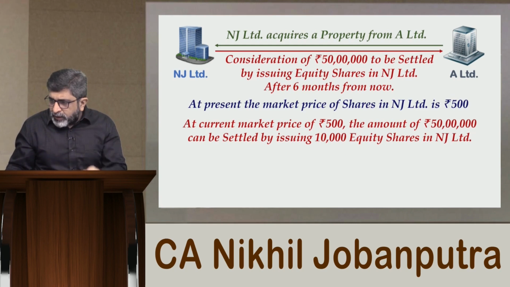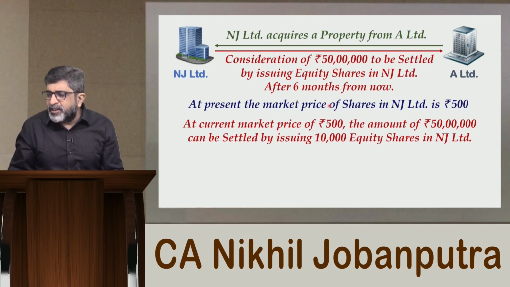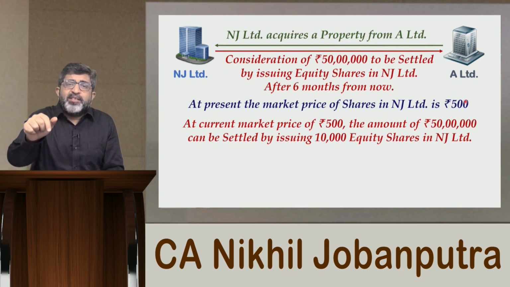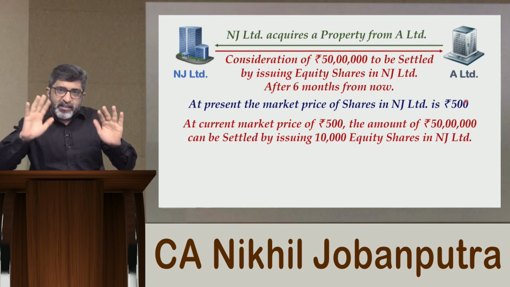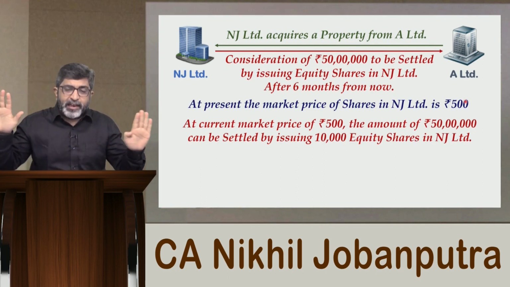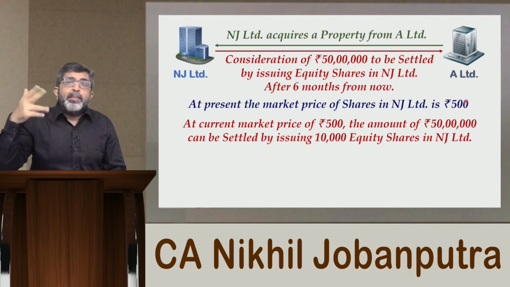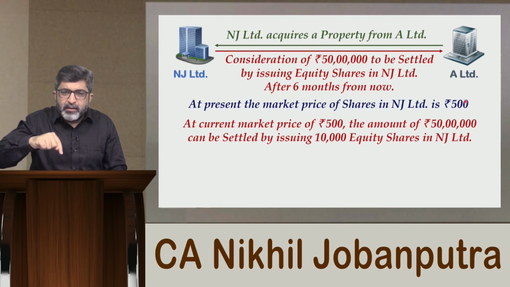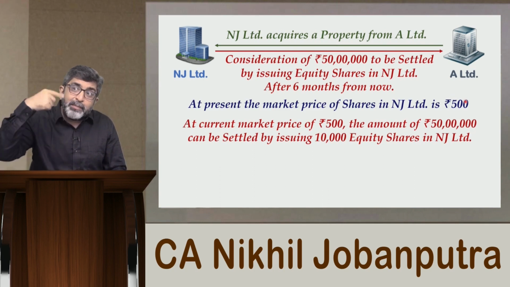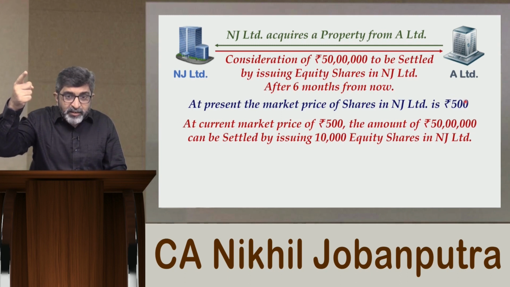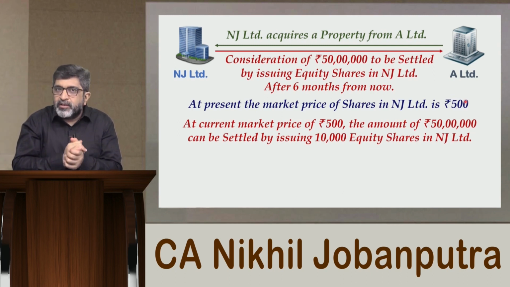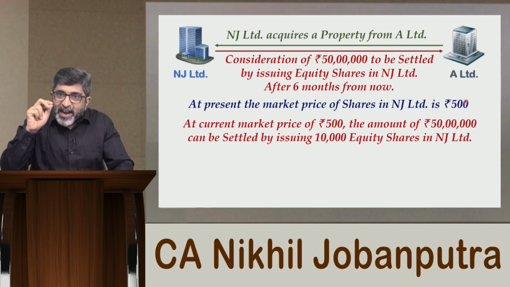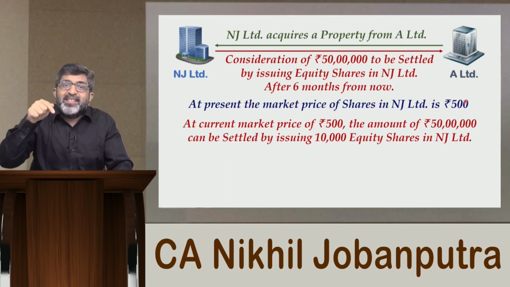Now, read this line, at present the market price of shares in NJ Limited is 500. Suppose A Limited agrees for 10,000 shares of NJ Limited in full settlement. What will be the impact? What is the market price of NJ Limited's equity share today? Do you think the same price will remain in 6 months' time? This is the point. So, what is the point of concern? You need to understand the question involved in this case study.